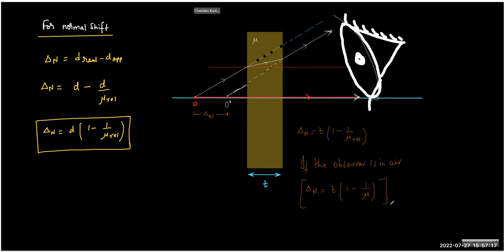Also, what we need to understand is that the shift always occurs in the direction of the light. You can see the light is going towards the right. So when the light is going right, the shift will happen in the right direction. And if the light is going left, then the shift will occur in the left direction. Now there is one condition: what if the mu relative is less than one?